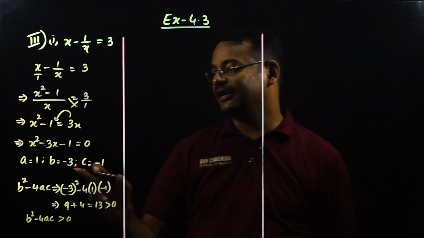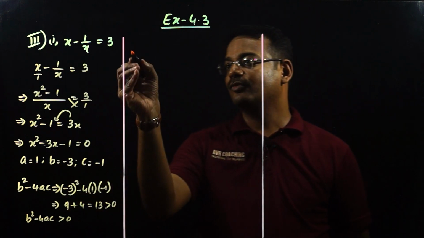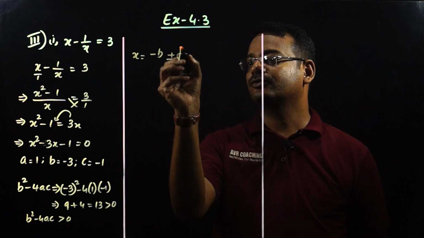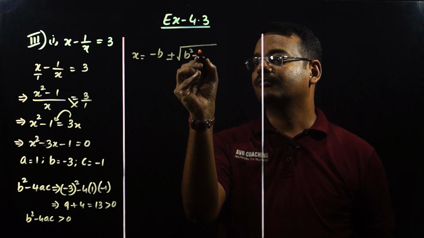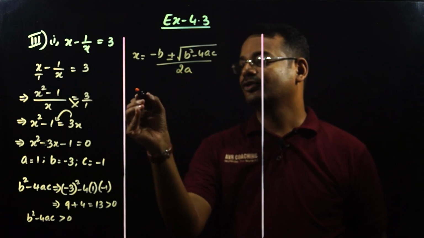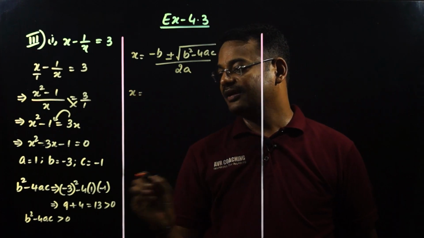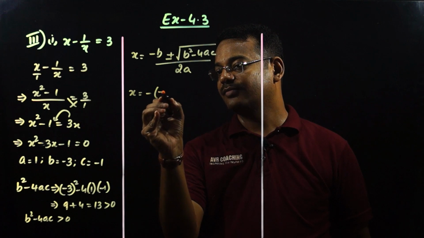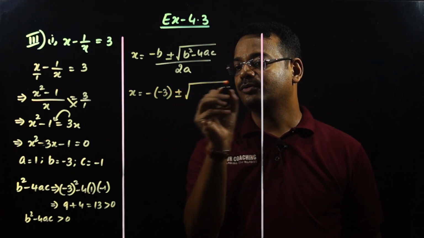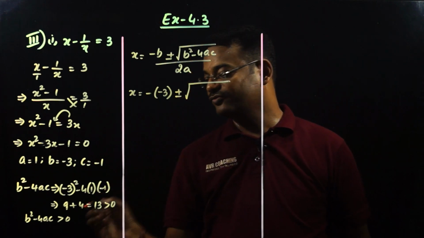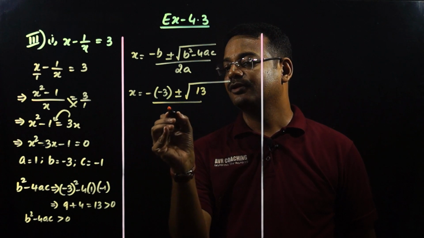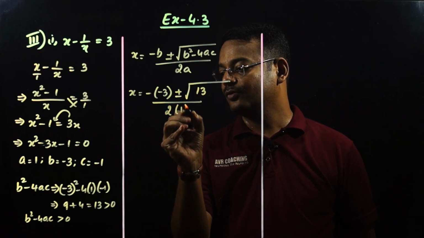Now we substitute a, b, c values in the formula x equal to minus b plus or minus root of b square minus 4ac by 2a. So x will be equal to minus b, minus of minus b, b value is minus 3, plus or minus root of b square minus 4ac, we already got the value as 13 by 2a, a value is 1.